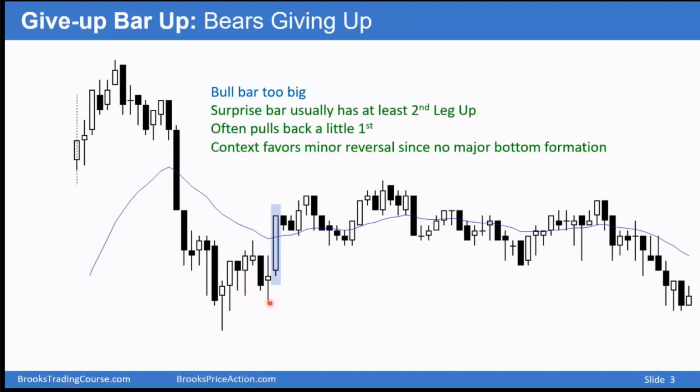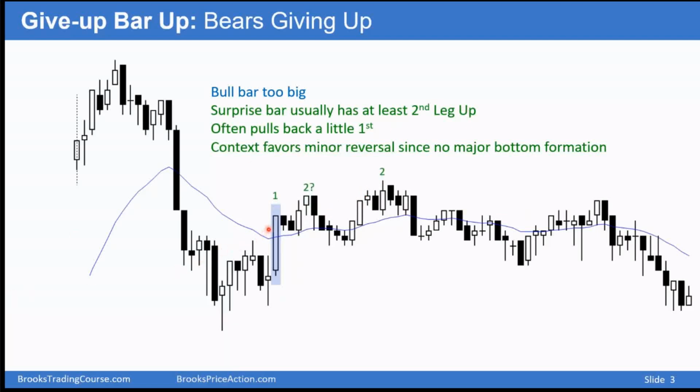We have a bear trend here, and then we suddenly have a big bull bar. It's a surprisingly big bull bar, and whenever there's a surprise, you expect at least a small second leg up. This is a very tight bear channel, and therefore a strong reversal up is probably still a minor reversal, and that means that a trading range is more likely than a bull trend.